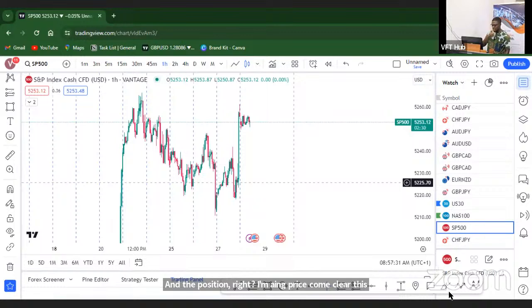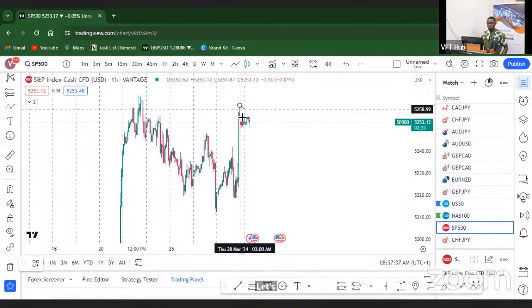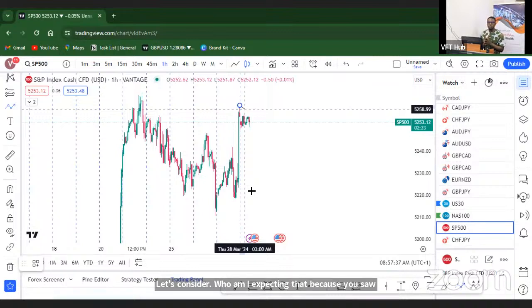Why am I expecting that? Because we saw price sweep through the previous low, which gives us an idea of that being a very strong structure point for price to hold. It's an ideology, not just random.